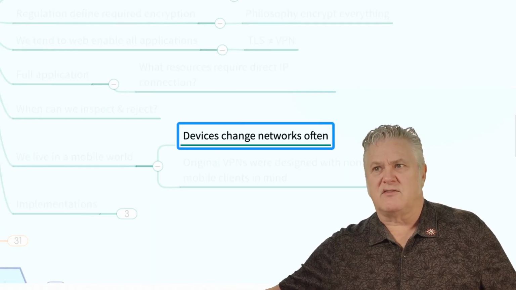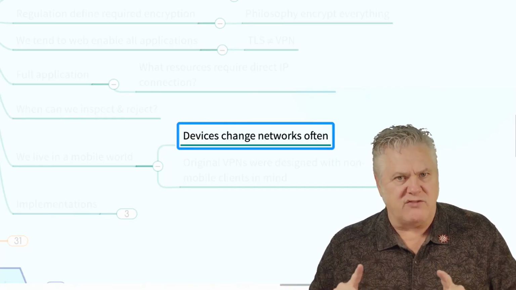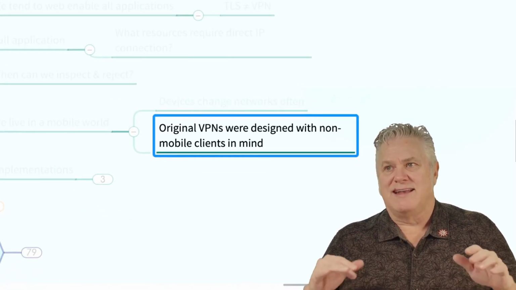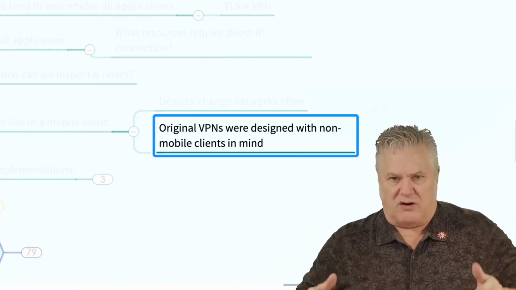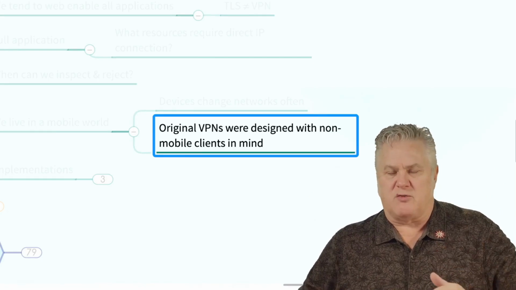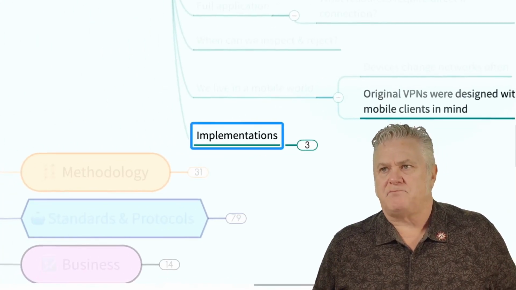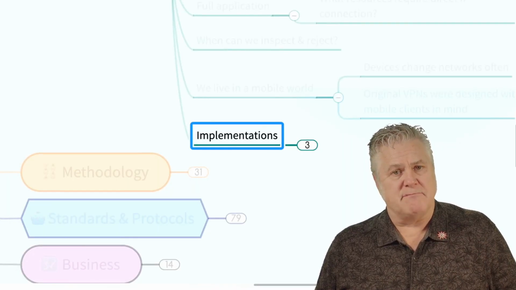So what happens is that the devices change networks often, and that wasn't how we did VPNs to begin with. Original VPNs were designed with non-mobile clients in mind. You had a workstation, you had a desktop, and that's where it stayed, and you left it there, and then when you went home, you didn't have any device. We have a device in our pocket, and we're working all the time. The implementations have changed over time.